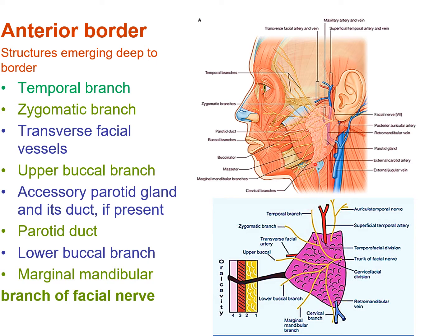If we see in order, the structures which are coming out from the anterior border are the temporal branch of the facial nerve, the zygomatic branch of the facial nerve, then the transverse facial artery and the vein, that is the transverse facial vessels, upper buccal branch, then we have the parotid duct, lower buccal branch, marginal mandibular branch and the cervical branch of the facial nerve.